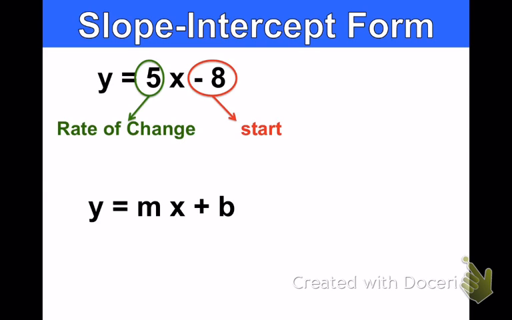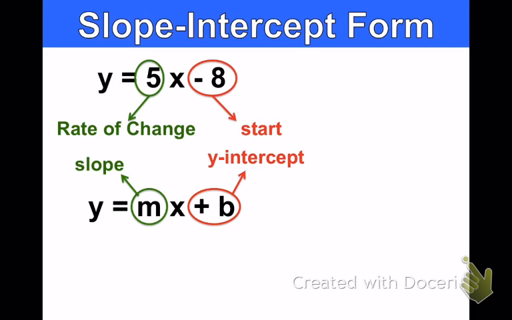In y equals mx plus b, we have a more specific name. The top names were more for the t-table. We use the word slope. Again, that's how much it's changing vertically versus horizontally, the rise over the run. And the start value is our y-intercept. We always start on the y-axis because that's where x is equal to 0.